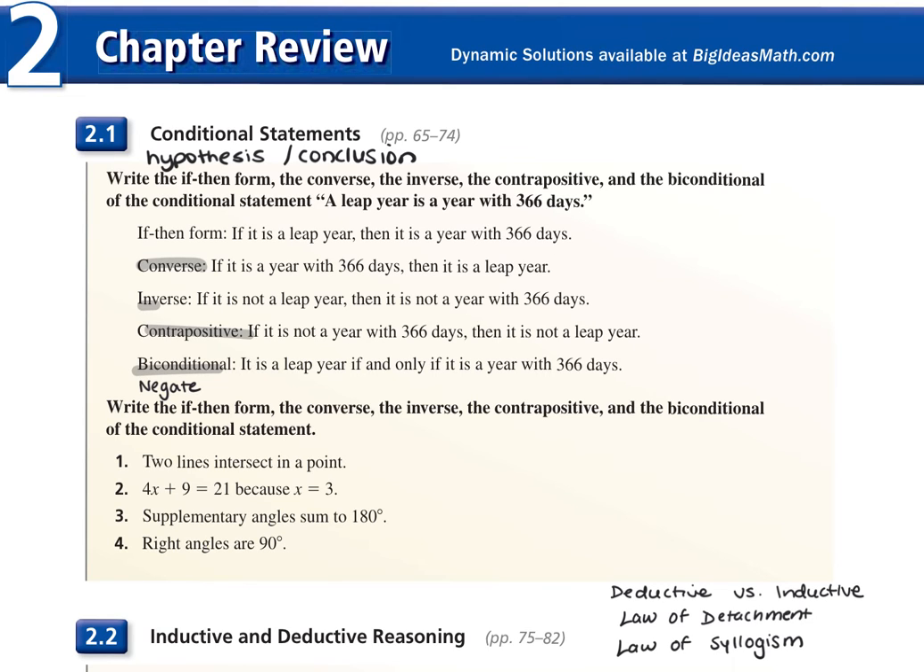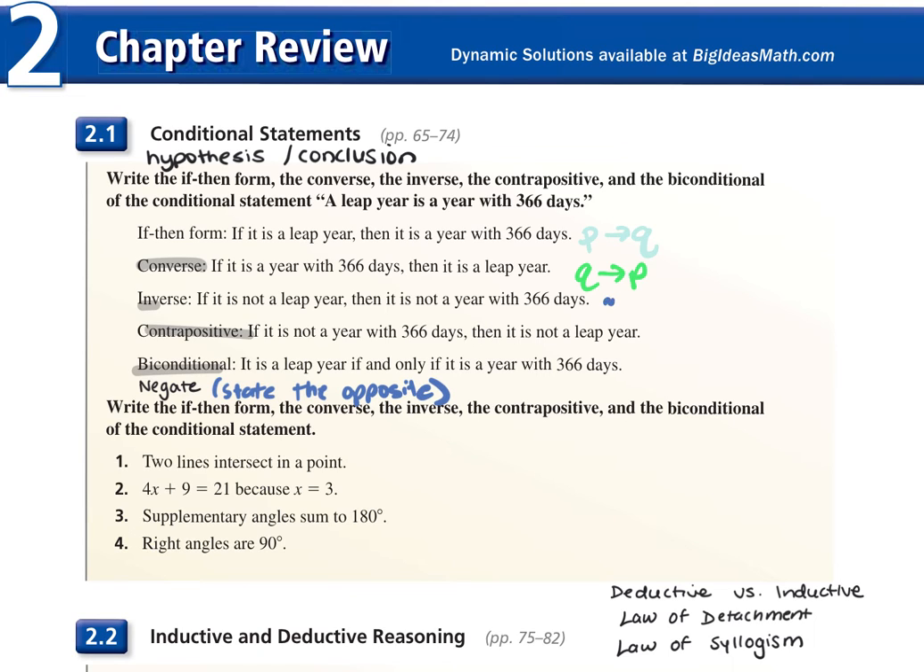So this was what is a hypothesis, which is what follows the if, right? What is the conclusion? What follows the then? The if-then form is exactly that, something that's put in, for example, on this one, if it is a leap year, then it's a year with 366 days, okay? And then the converse, we switch the order. So if this was P to Q, then the converse would be Q to P, switching the order. The inverse, we negate, which means state the opposite. I added that on there too because that's not on there. State the opposite.